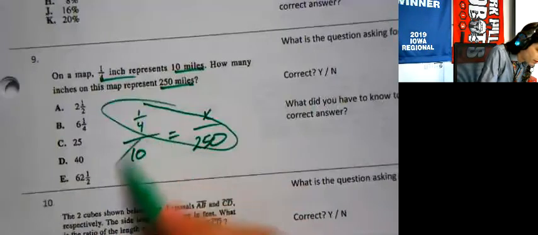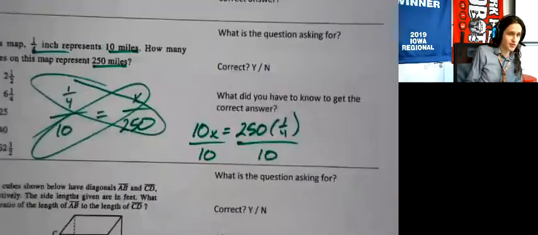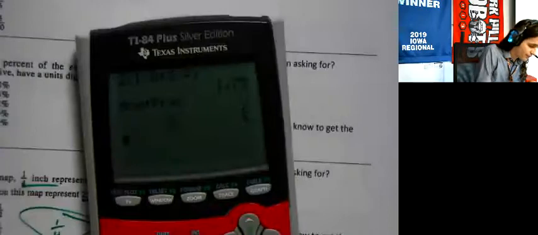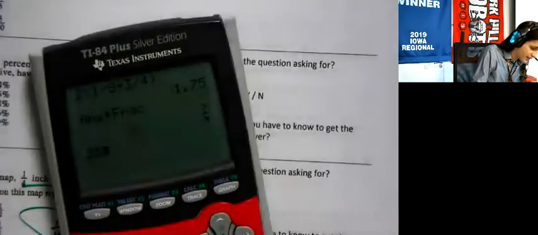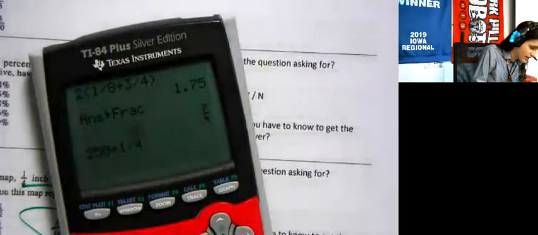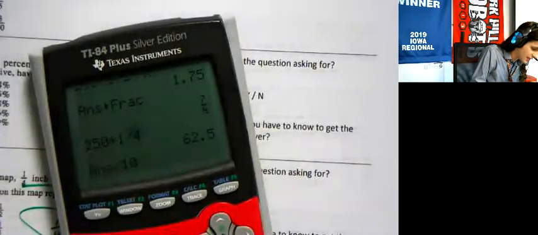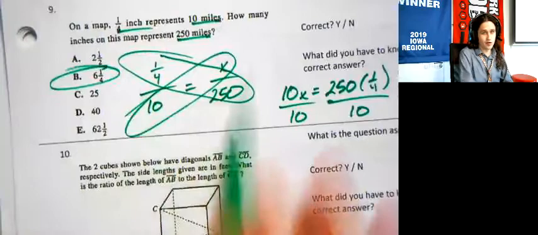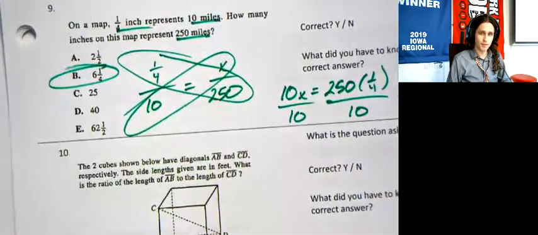Do a little cross multiplication, and you get that 10x equals 250 times 1/4, dividing each side by 10. You put that in your calculator: 250 times 1/4, and then we divide by 10, 6.25, 6 1/4.